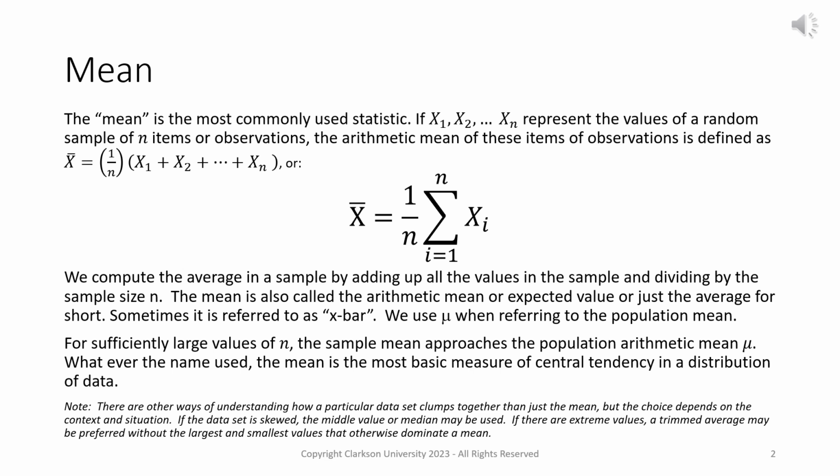But x bar, or the mean, is not the only measure of central tendency. There are other ways of understanding how a particular dataset clumps together other than just the mean. The choice depends on the context and situation. If the data is skewed, the middle value, or median, may be used. If there are extreme values, a trimmed average may be preferred, without the largest and smallest values that otherwise dominate a mean. And there are some other central tendency measures that we'll go over in the following slides.